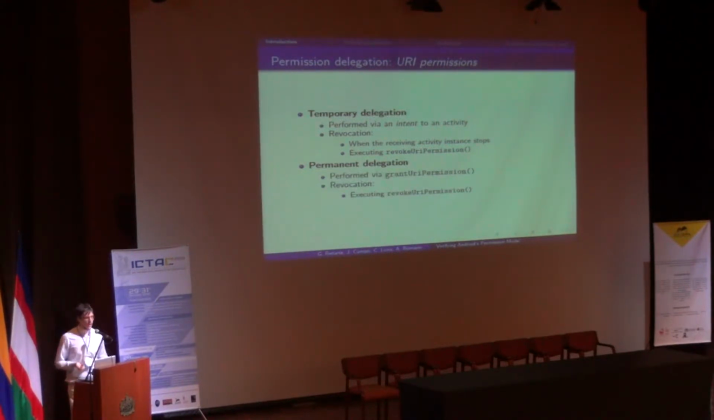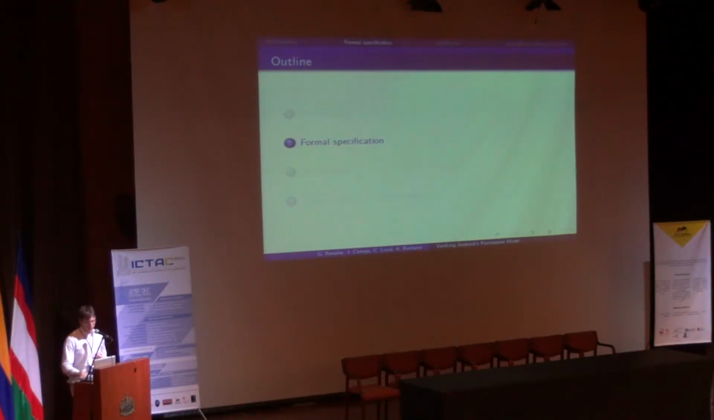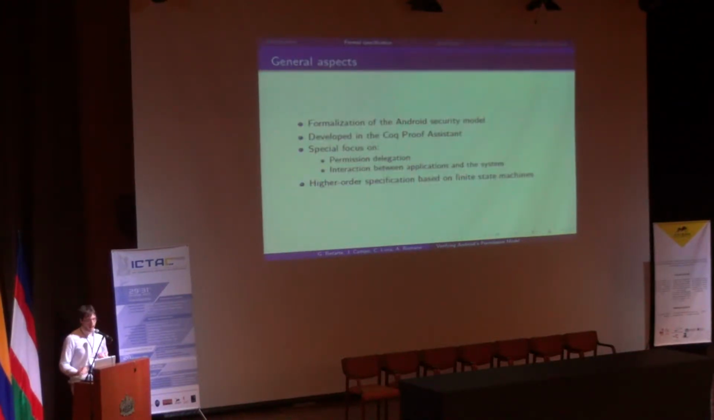The other way of delegating permissions with this mechanism is by permanent delegation, and this is done by invoking a method called grant URI permission. The only way to revoke this kind of permission is by executing revoke URI permission by any application in the system.